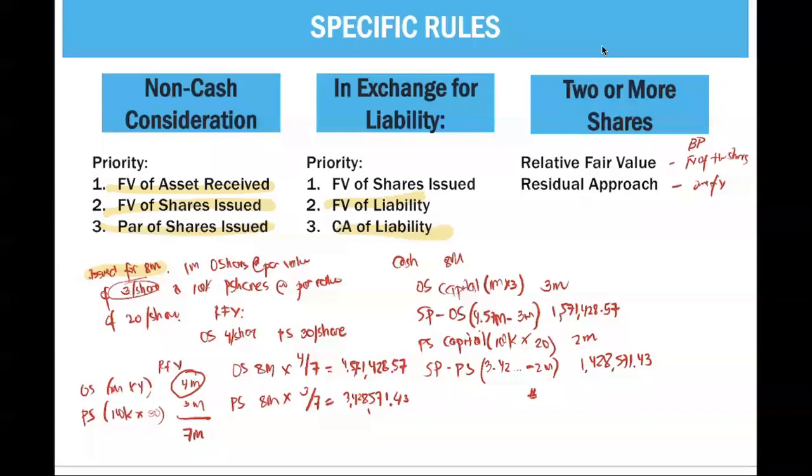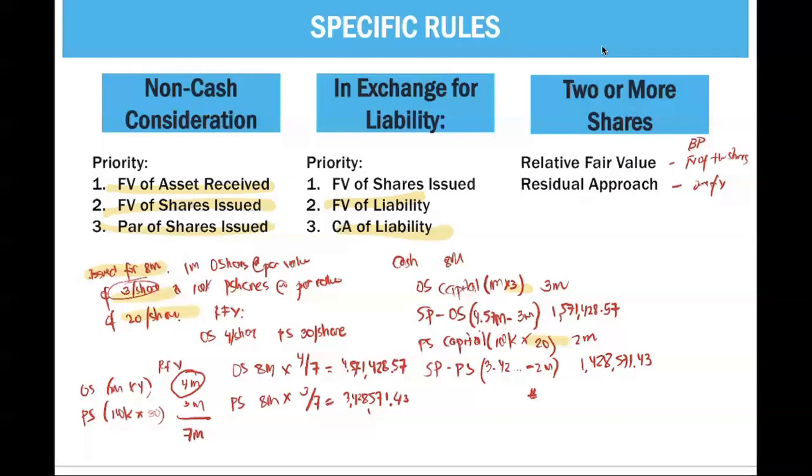However, now, since we have share premium, any excess consideration is to share premium. Take note, the capital should always be at par. So we have here 3 pesos par, 20 pesos par. Okay? And the excess is to your share premium. That is under relative fair value.